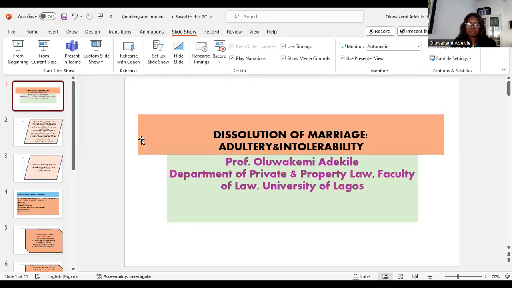So these are some of the issues that the MCA makes as conditions for adultery to be established. These are some of the conditions.